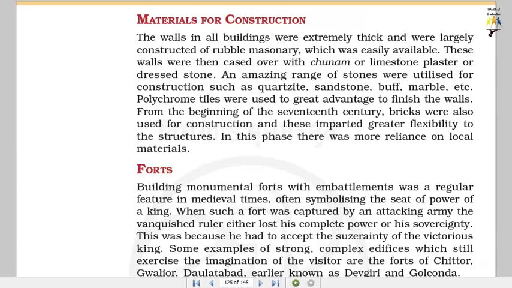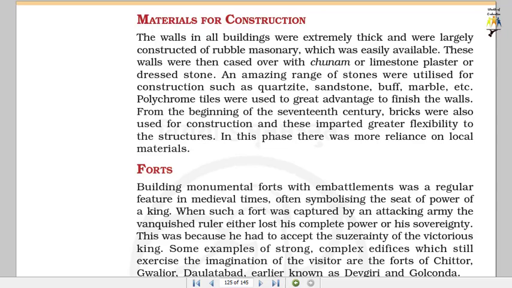Materials for construction. The walls in all buildings were extremely thick and were largely constructed of rubble masonry, which was easily available. These walls were then cased over with chun or limestone plaster or dressed stone. An amazing range of stones were utilized for construction such as quartzite, sandstone, buff marble, etc. Polychrome tiles were used to great advantage to finish the walls. From the beginning of the 17th century, bricks were also used for construction and these imparted greater flexibility to the structures. In this phase there was more reliance on local materials.